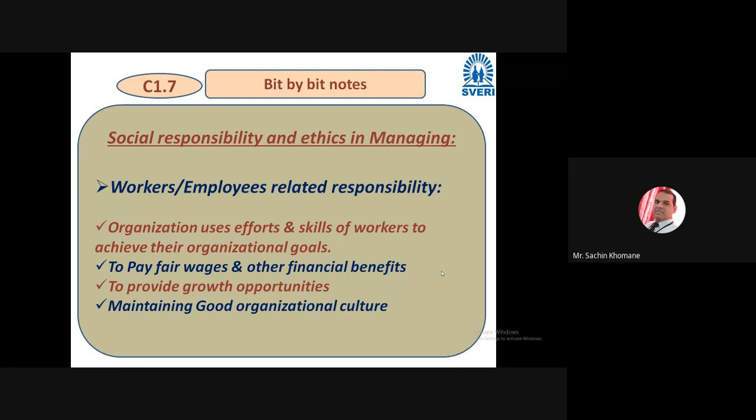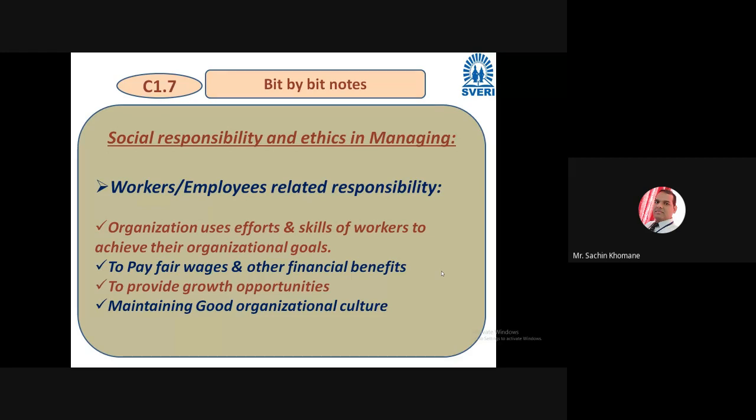Right? Whatever salaries are decided, you should pay them. Suppose that person is working more than 8 hours as per the norms, you should pay overtime to that particular worker. If anybody is performing well, there is a bonus. You should pay whatever incentives are there. They are making efforts for your organization. So it's the responsibility of the manager to plan for fair wages, salaries, and other financial benefits.